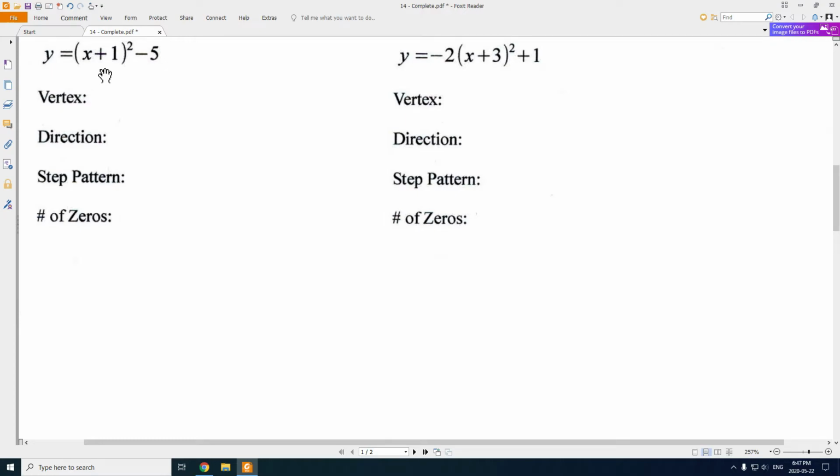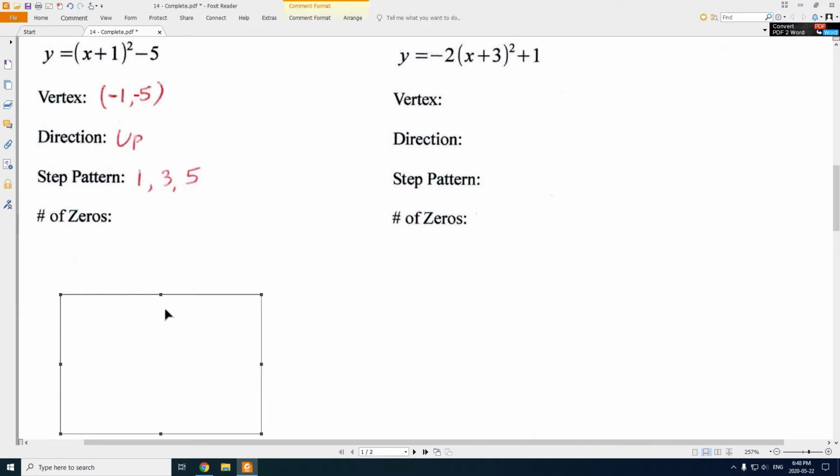All right, once again, switch the number that comes out of the bracket, so the h value. So my vertex would be at -1 and -5. Only switch the one. Oh, I made a mistake there. -5. Only switch the one that comes out of the bracket. -1 and -5. Direction, a value is not there, so a value is a +1, so up. A value is 1, basic step pattern.